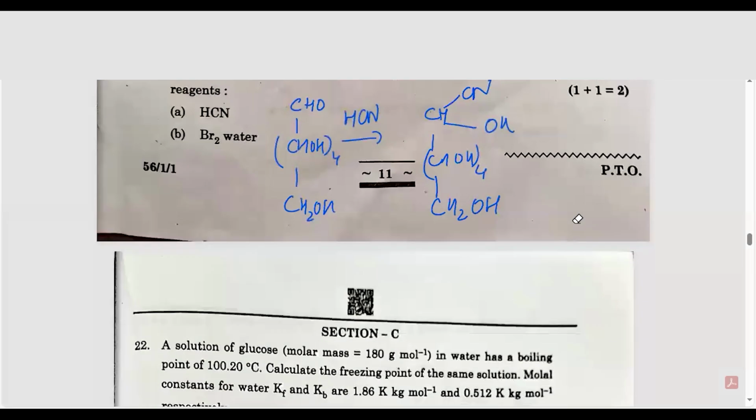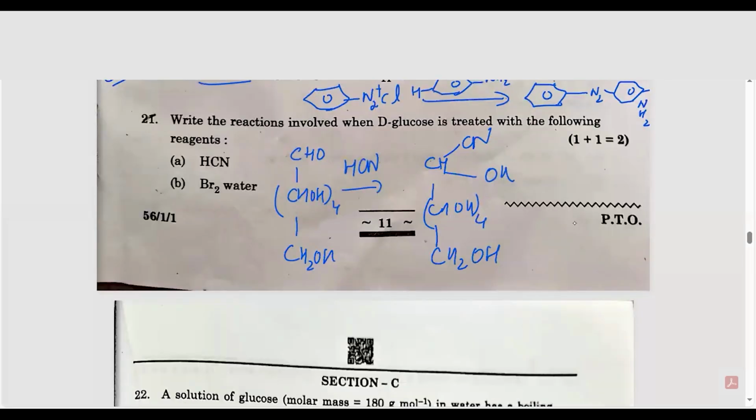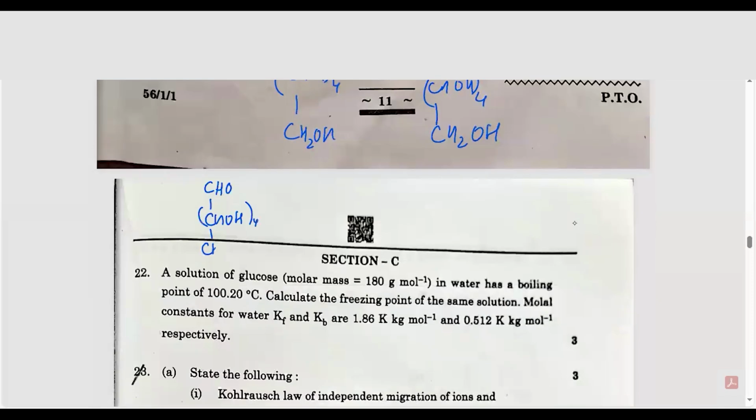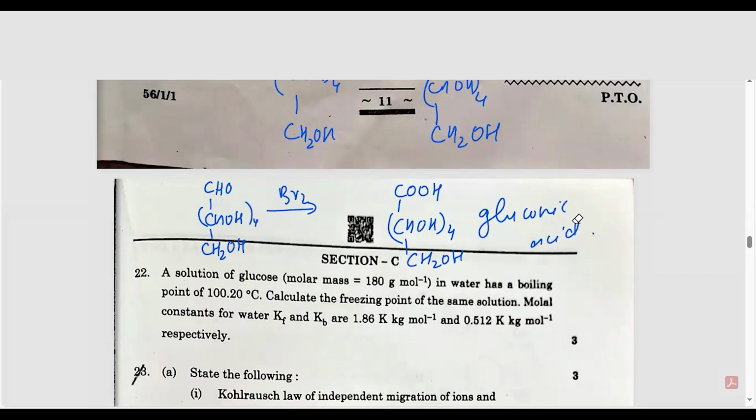And the next reaction is with bromine water. So how will you write the bromine water equation? Yes, you will be getting gluconic acid. We have already learnt these reactions of D-glucose by heart. CHO, (CHOH)4, CH2OH with bromine water, the CHO will be converted to COOH, giving COOH, (CHOH)4, CH2OH, gluconic acid. Now moving to the next question.